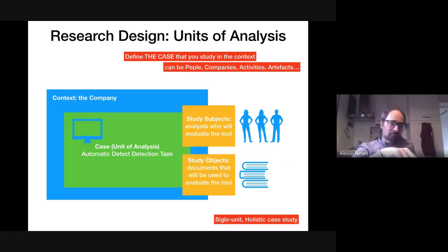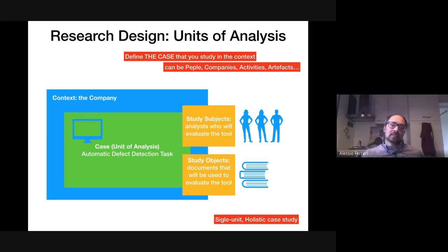For example, in our example, we have the context, that is the company that we have chosen, and the case, so our unit of analysis, is the automatic defect detection task, because this is what you want to analyze, and this is what you want to improve somehow. The defect detection task, the review task, this is what you want to improve. So an activity, okay? This is characterized by a set of study subjects and a set of study objects. So the study subjects are the analysts who will evaluate the tool, and the study objects are the documents that will be used to evaluate the tool.